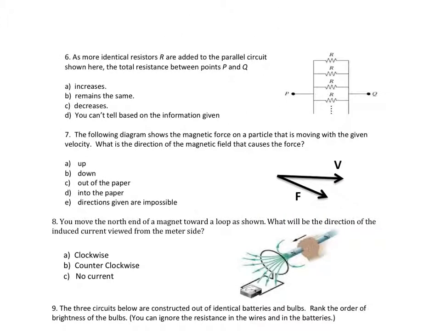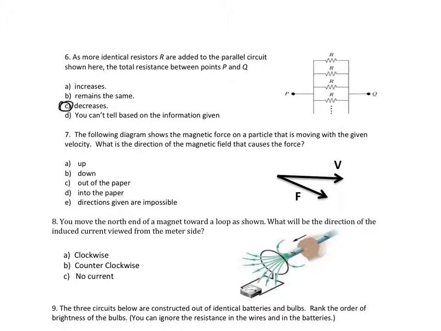In problem 6, we have more resistors added in parallel. And as we add more resistors in parallel, of course, the number of paths will increase, which will decrease the resistance. You can also use the formula. If you remember the formula for adding resistors in parallel, you add the inverses and then you take the inverse of that. And of course, as you add more inverses, you get a larger number, and when you invert a larger number, you get a smaller number. So the total resistance decreases.